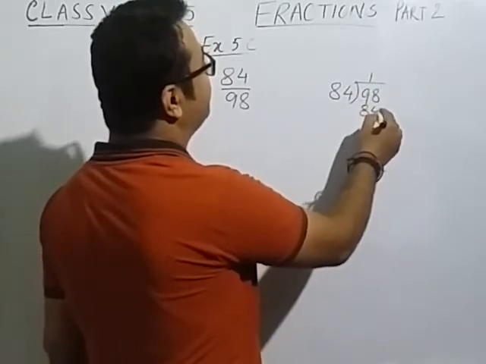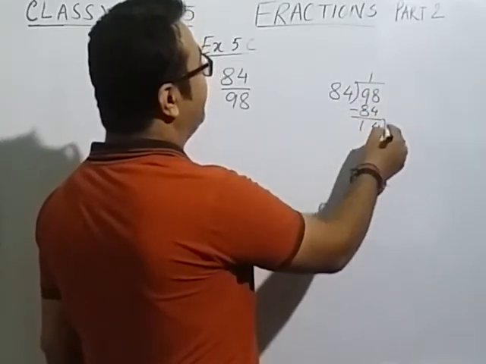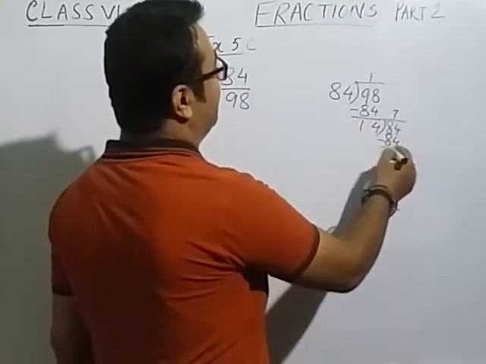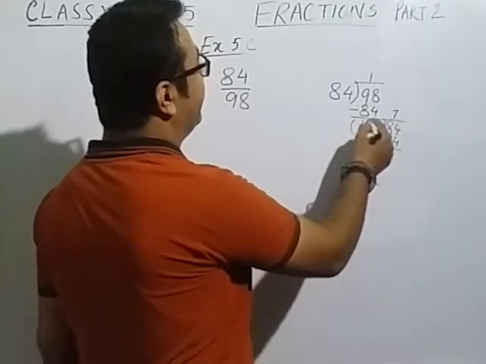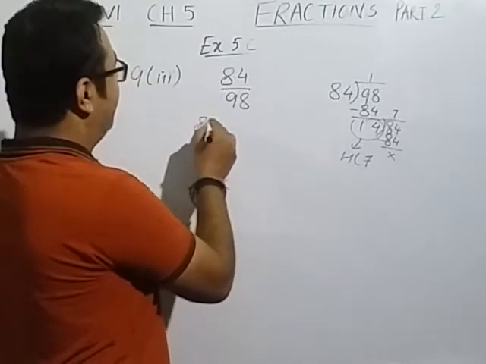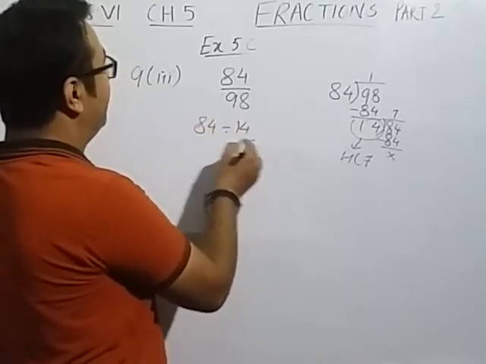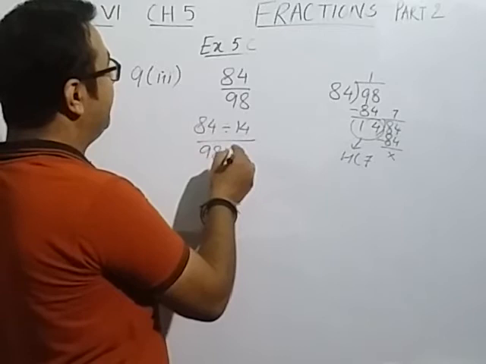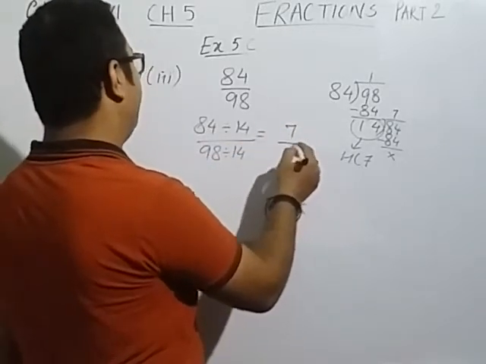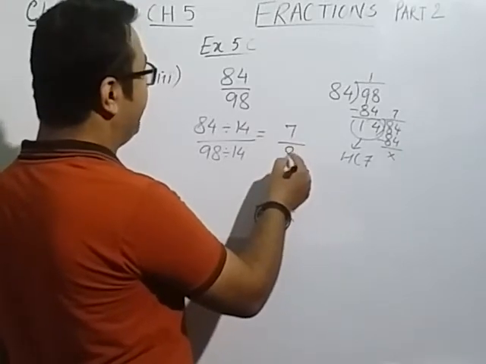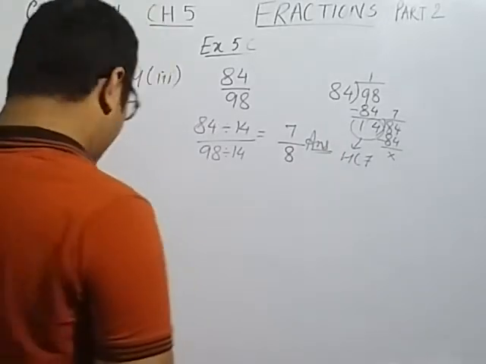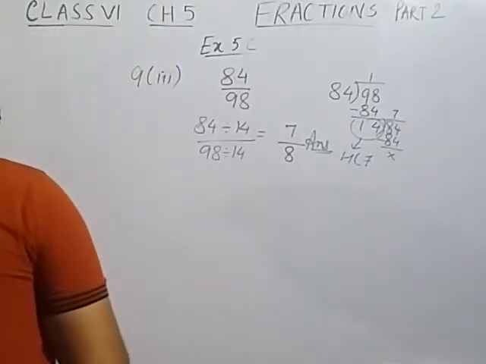It will go one time. Remainder will be 14. Now it will go 7 times. So HCF of 84 and 98 is 14. So we will divide the given fraction by the HCF. 84 divided by 14 upon 98 divided by 14. 84 divided by 14 is 7. And 98 divided by 14 is 7 upon 8. So our answer will be 7 upon 8. Okay. And let's move to the next exercise.